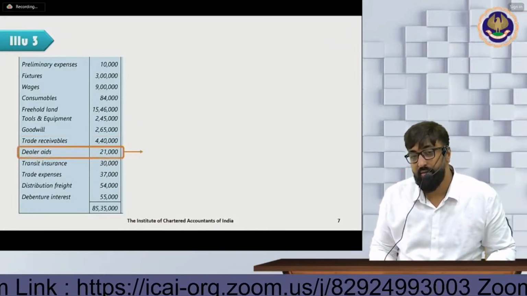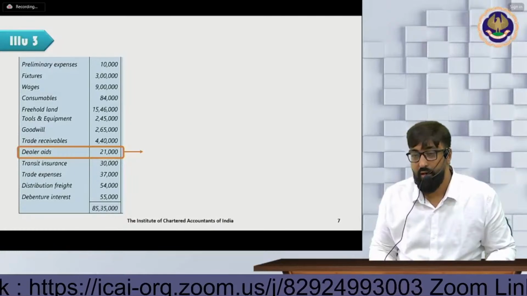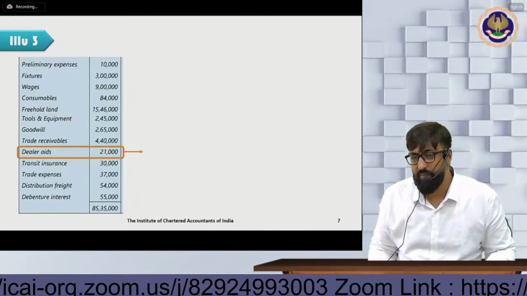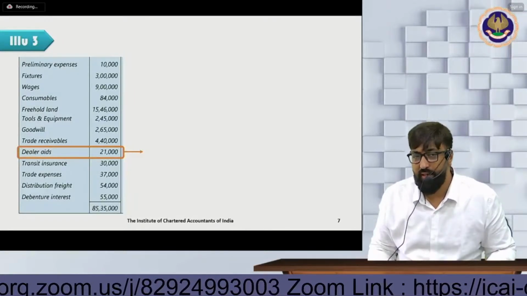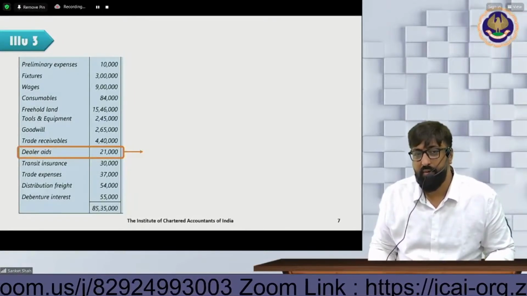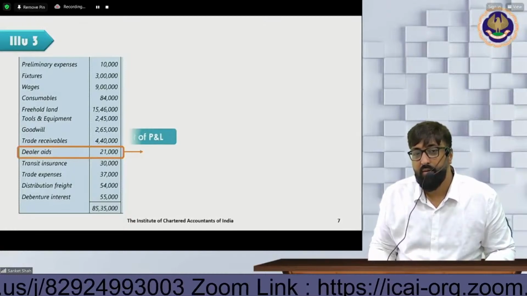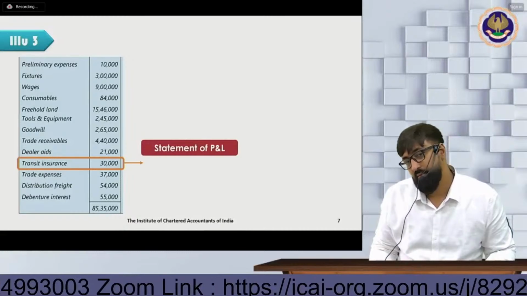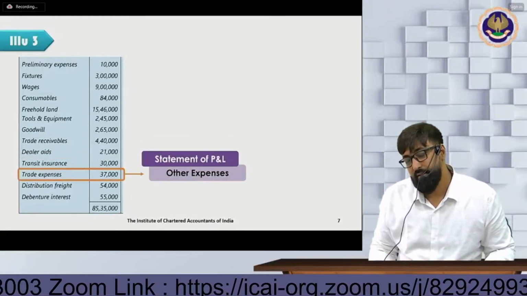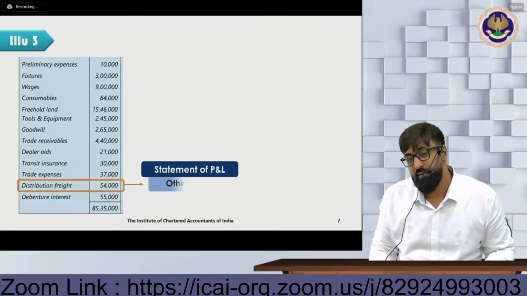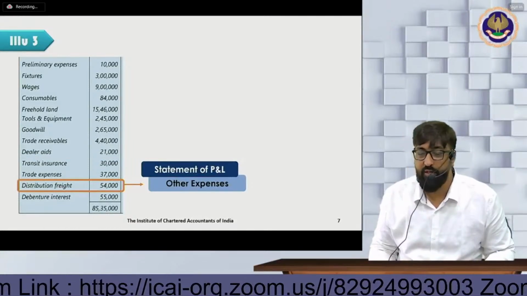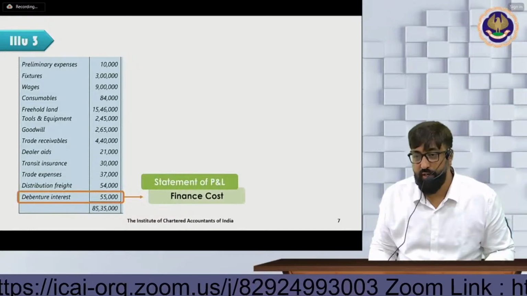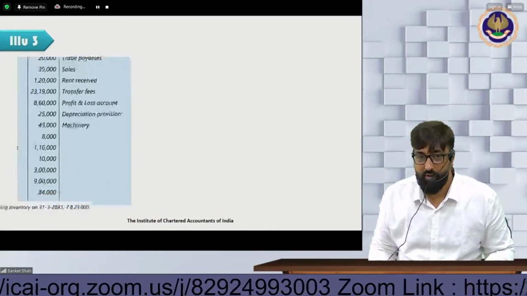Dealer's aids. Other expenses. Dealer aids means we are taking some help and this is our expense. So it's like a commission or might be something. So other expense. Transit insurance. Other expense. Distribution expenses. Other expense. And debenture interest. Finance cost. Very good. So debenture interest will be under finance cost.